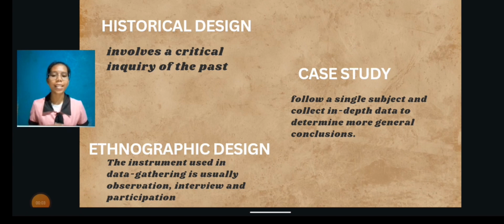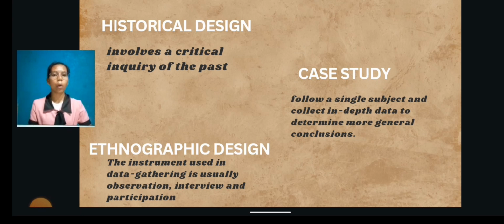So these are the three qualitative research designs. Historical design, which involves the critical inquiry of the past. Case study, which follows a single subject and collects in-depth data to determine more general conclusion. And the last one is the ethnographic design, which is participating in the community for data gathering.